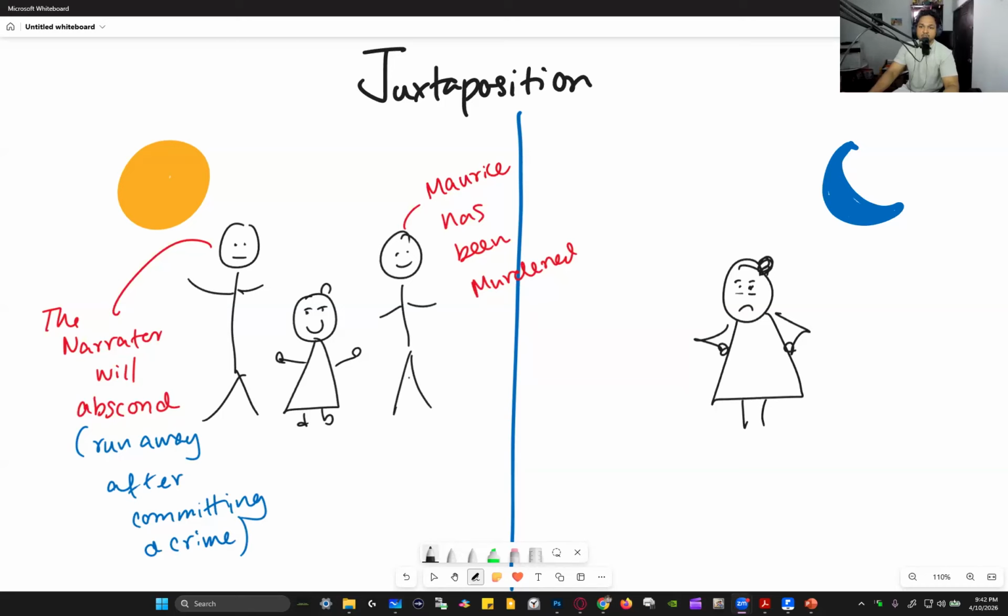This is a technique called juxtaposition, Amina. What do you mean by juxtaposition? You take two opposite scenarios and you show how different they are.